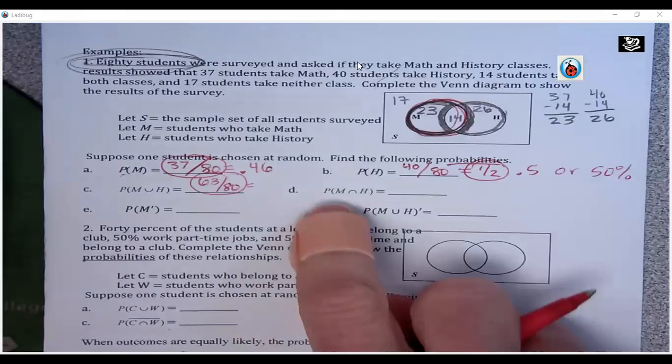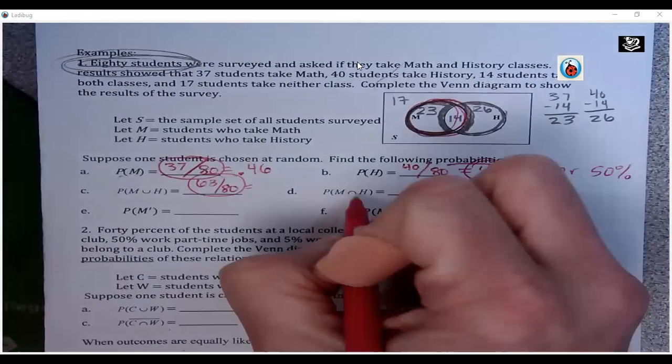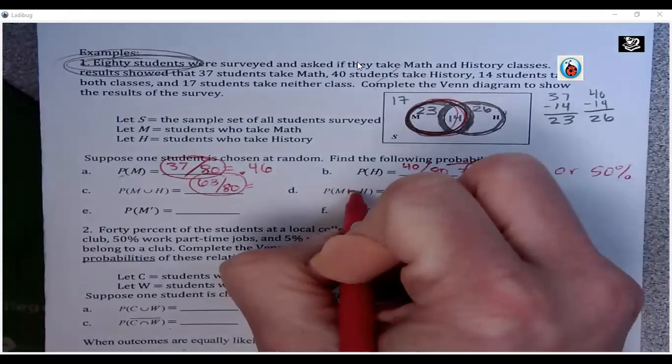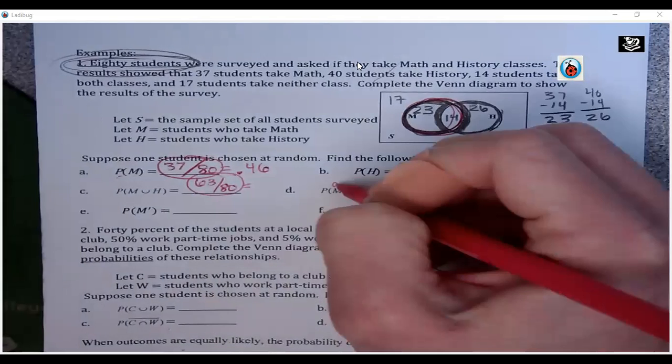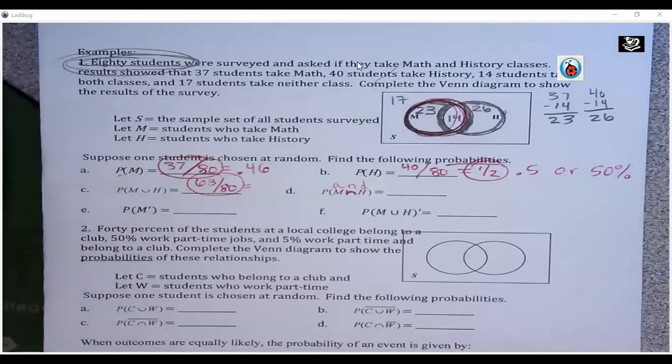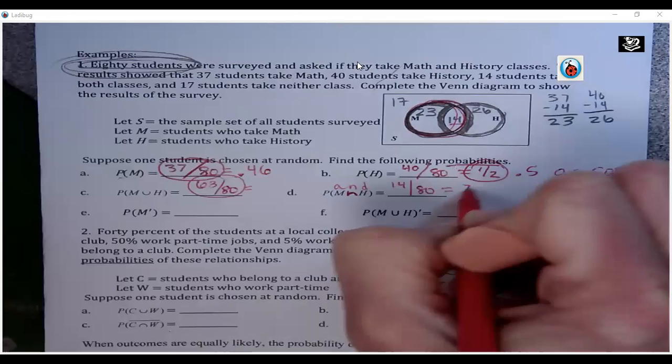This is math and history. They have to be in both of them. The way I always remember this is, for an "and," I always think about an "in." So this is like and. All right, so they have to be in both of them. Morgan, how many students are in both math and history? 14. Good, it's where they overlap. So 14 over 80, we know that reduces. Those are both even. 7 over 40. Okay.